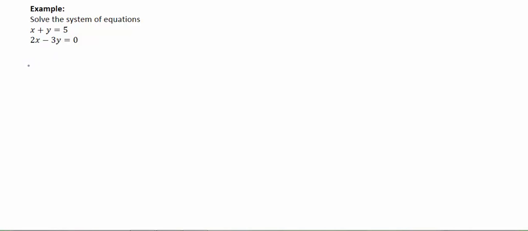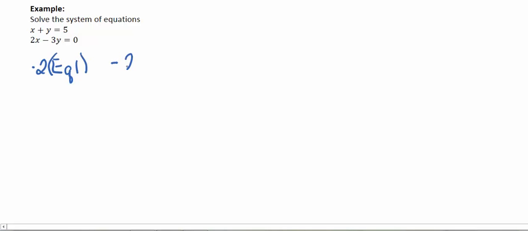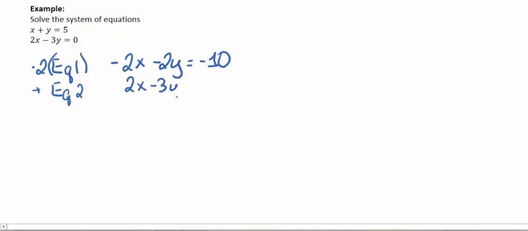To start with, I'm going to multiply the first equation by -2. So -2 times equation 1. That gives me -2x minus 2y is equal to -10. I'm then going to add this to the second equation, and we do this to make things cancel nicely. -2x plus 2x is 0. -2 minus 3 gives me -5y equal to -10.